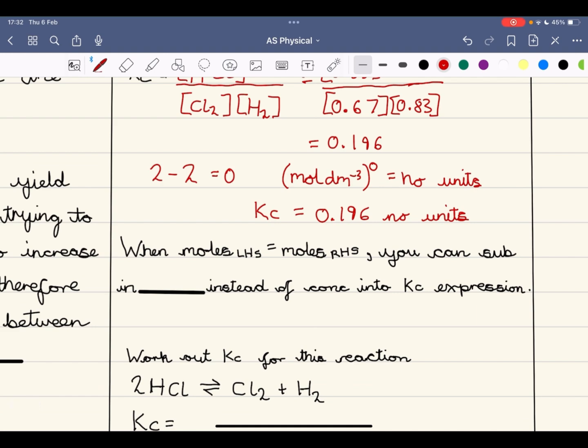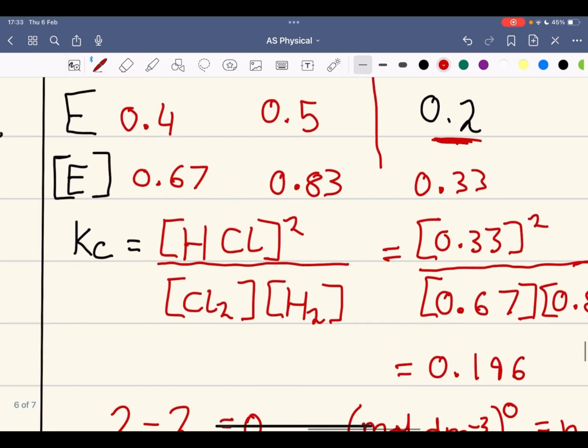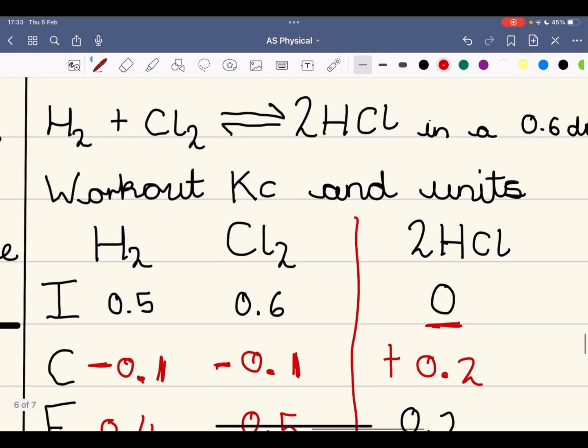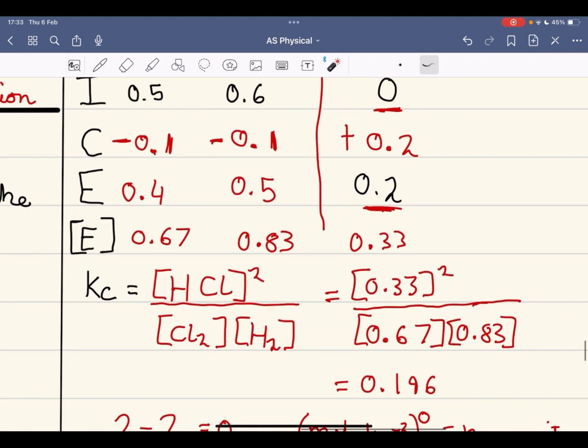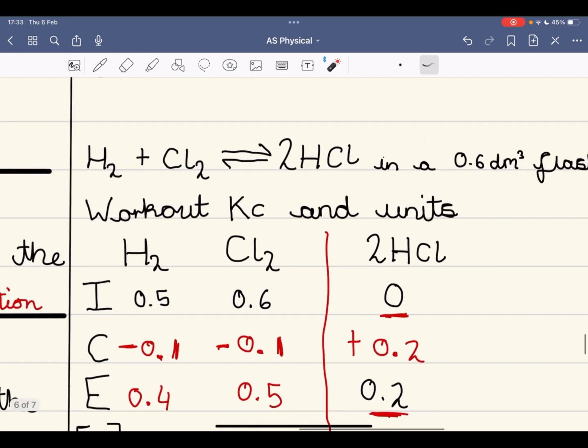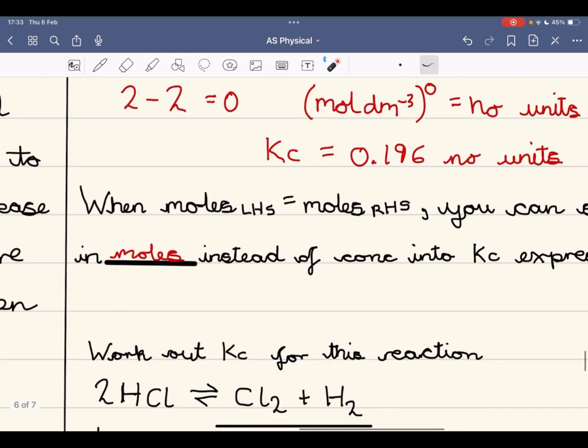Here's a little quick tip for you guys. When the moles on the left hand side equals the moles on the right hand side, you can sub in moles instead of concentration into the Kc expression. So in this example, we have 2 moles on the right hand side and 2 moles on the left hand side altogether. So when we were subbing in the concentrations here, we could have just subbed in these moles instead. And that's only because we have the same amount of moles on the right hand side as we do on the left hand side.